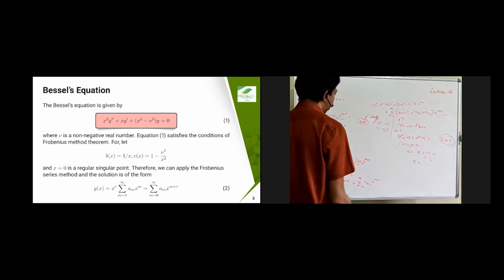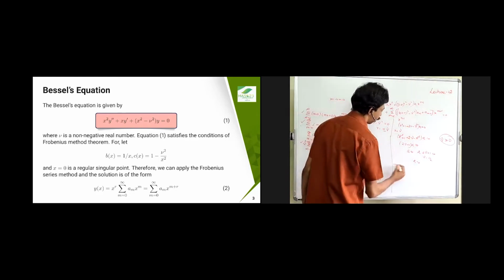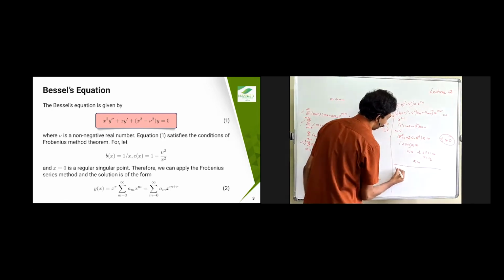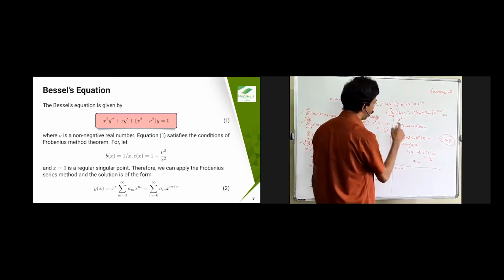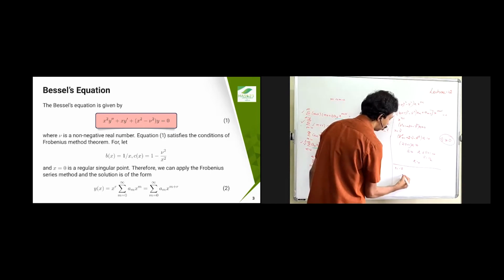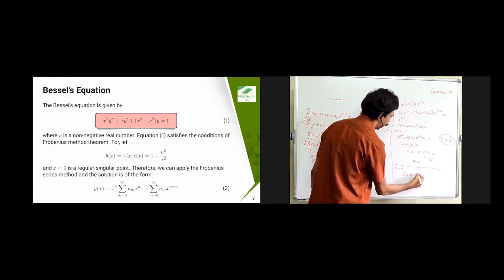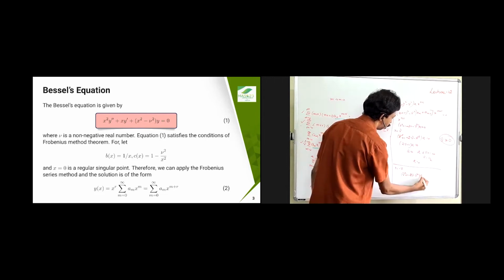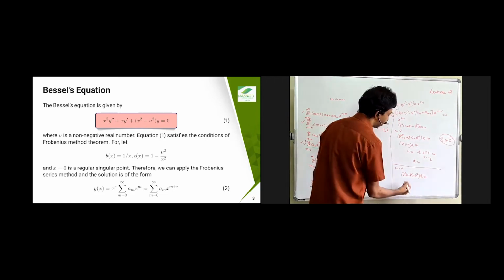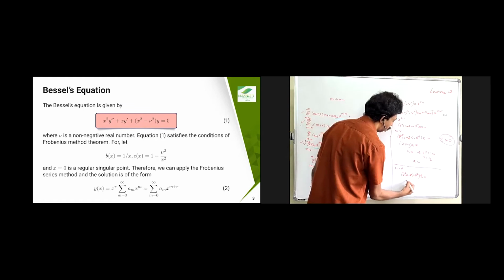Okay, case number two, when r equal to minus nu. When r equal to minus nu, this is going to become u square plus 1 minus 2 mu minus u square, into a1, is going to become 0. So in that case, u square cancels, so minus 2 nu plus 1 into a1 equal to 0.